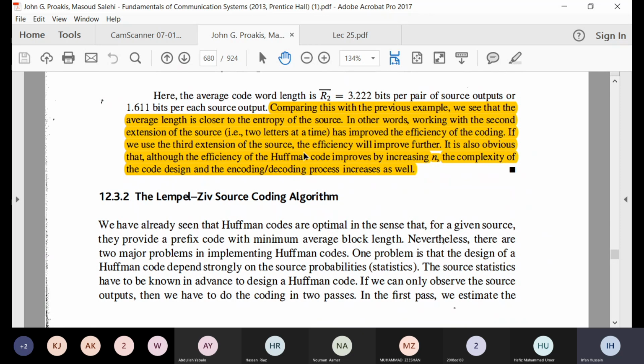If you have any questions, you can ask. The course content for this chapter will be source coding up till this Huffman coding. If you have any questions, you can ask.